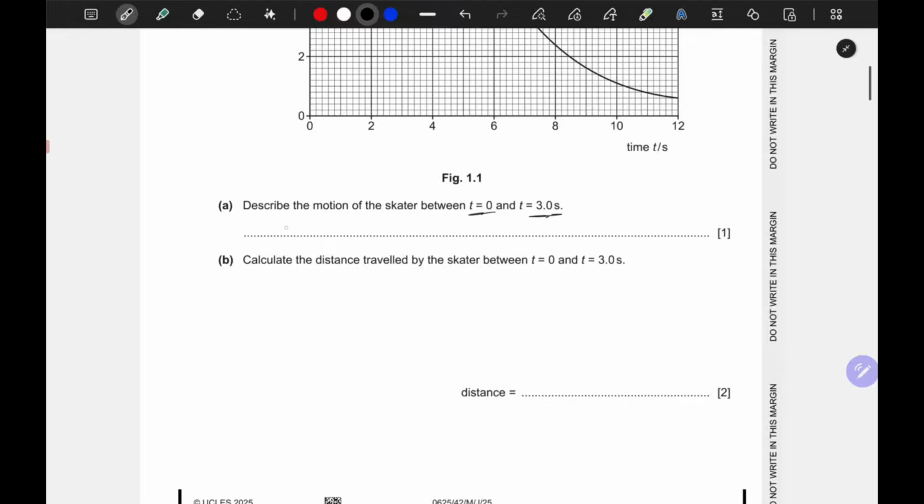So we can say it's in constant motion, or we can say constant speed. Constant speed. That's going to be our answer.